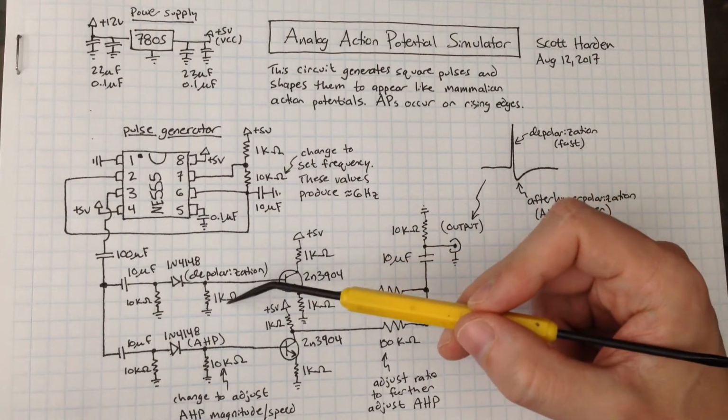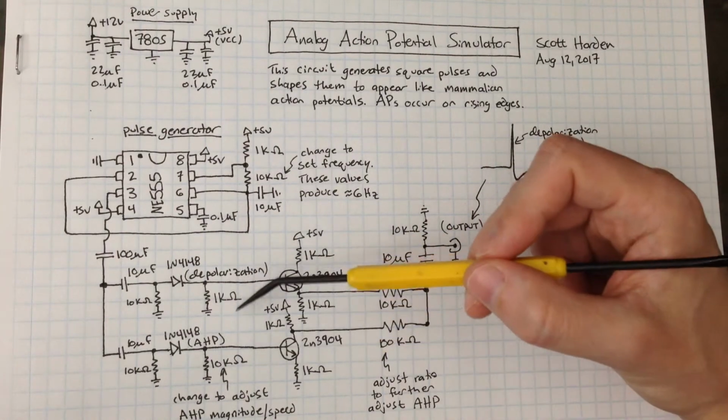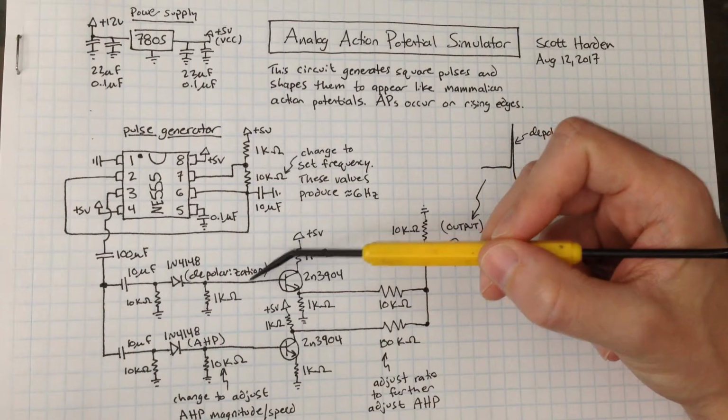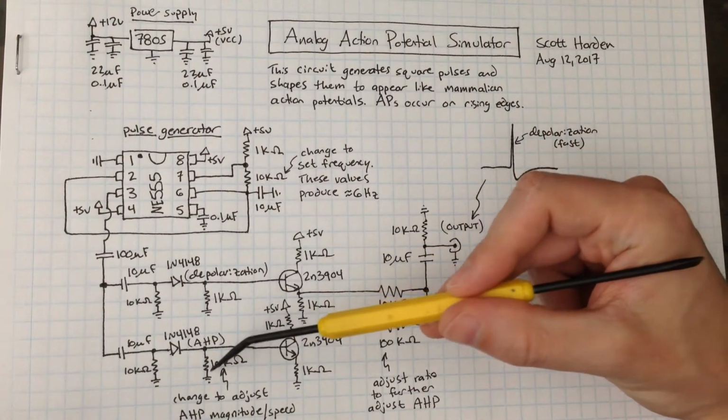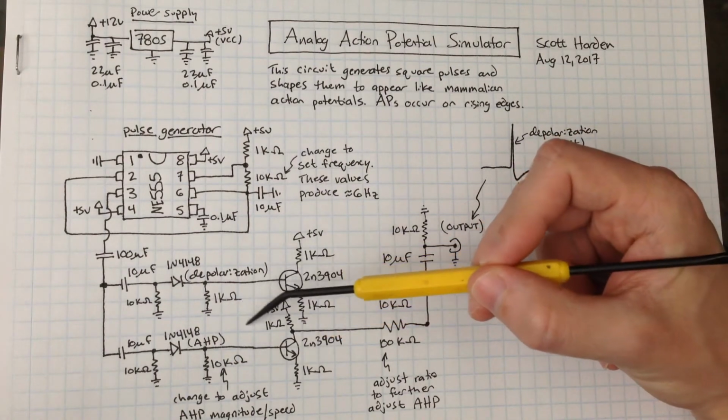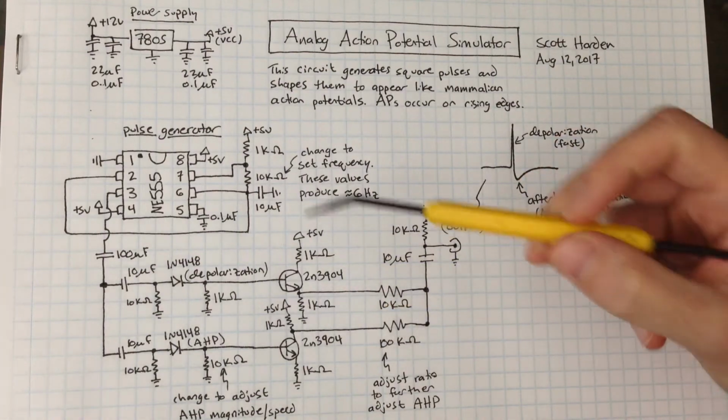So that little bit of capacitance is all it takes to cause that little rising pulse to slowly decrease. And by having a different value resistor here and here, I can cause this pulse to be faster than this pulse. The larger resistor down here makes it drain slower, so this is a slightly slower pulse.